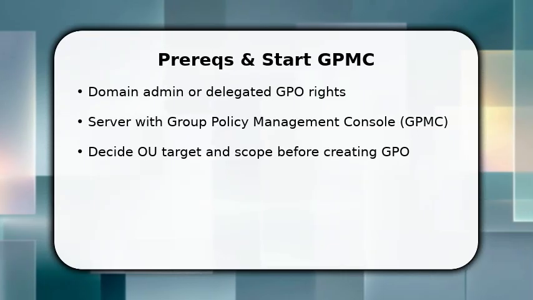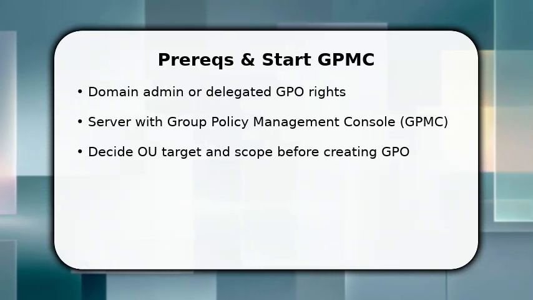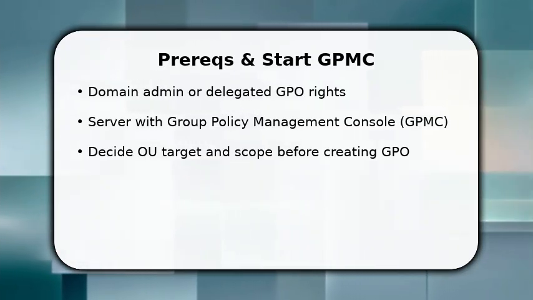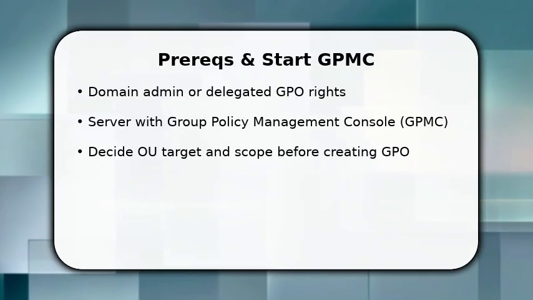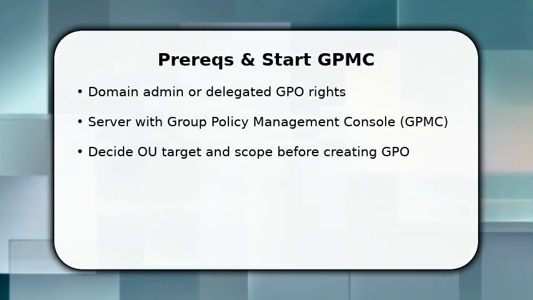You already have accounts and a target OU. Now open the Group Policy Management console on a domain-joined admin workstation. Once open, expand your forest and domain to locate the OU where policy will apply.